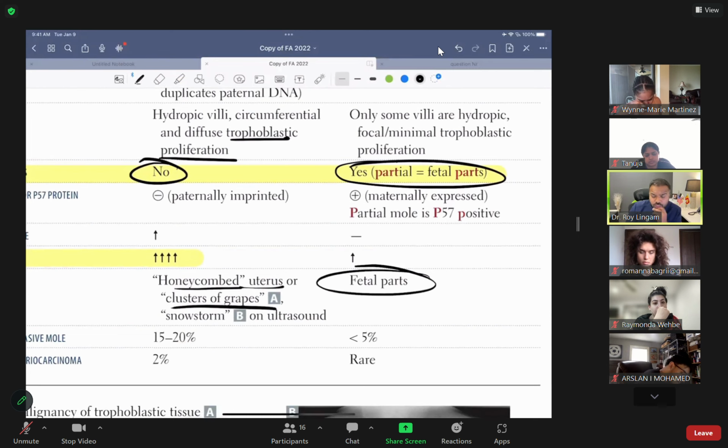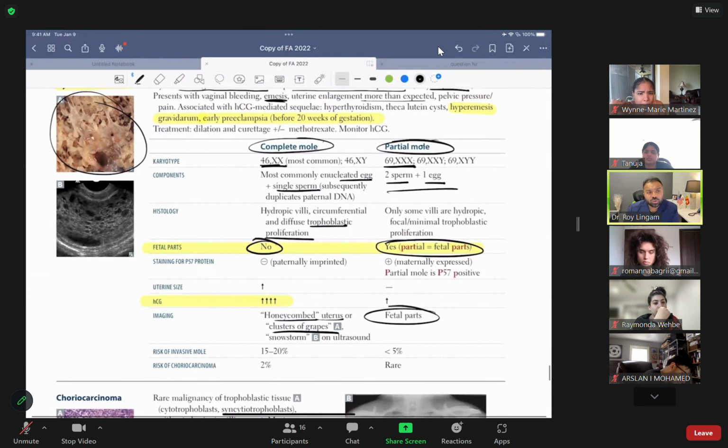I'll show you a question. And that's the most important. That's how you differentiate complete and partial. And complete has a risk of choriocarcinoma, whereas partial is not. Everybody clear, folks? So those are the two types of mole.